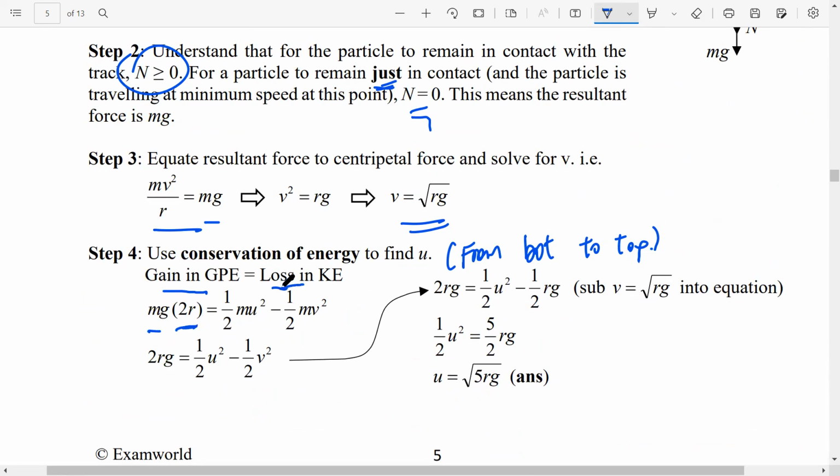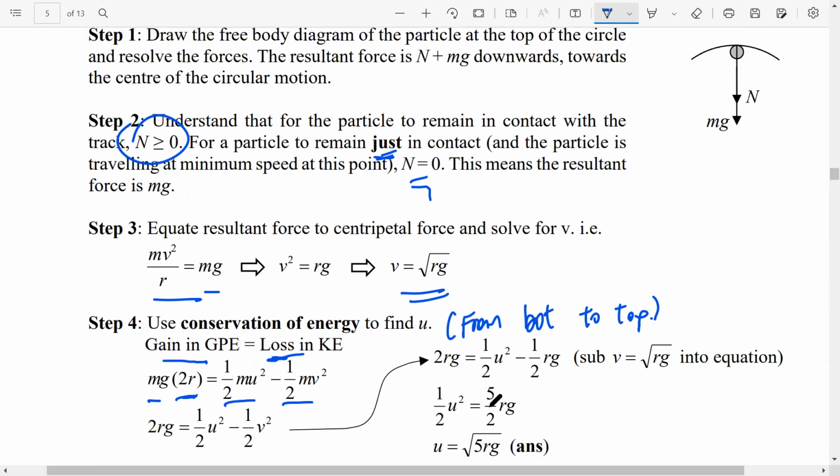And loss in KE, loss is always the initial minus the final. Okay, there's an initial KE, there's a final KE. Because we are considering the magnitude, the initial will be larger than the final, so that's why there's a loss. Okay, so when you rearrange, you'll get this as the minimum speed needed at the bottom, so that at the top it still remains in contact, if you don't have any additional input of energy. Okay, so the main new thing here is just about remaining in contact.